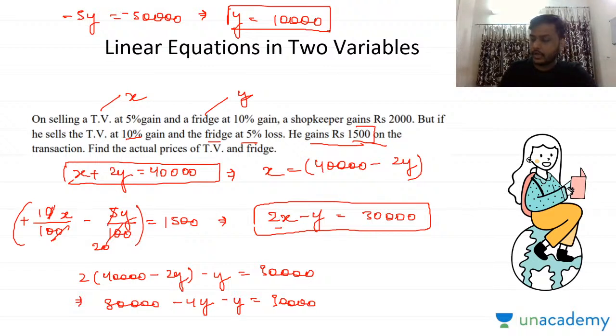So by solving all this kahani, by doing all this, finally what you got? आपको मिल गया कि जो y है आपका, यानी कि जो फ्रिज की कॉस्ट है वो कितनी आ गई? The cost of fridge is 10,000. Okay, the cost of fridge has come out to be 10,000. That the actual cost of fridge is 10,000. Now you need to find out your x as well.